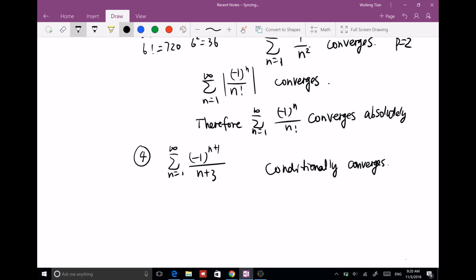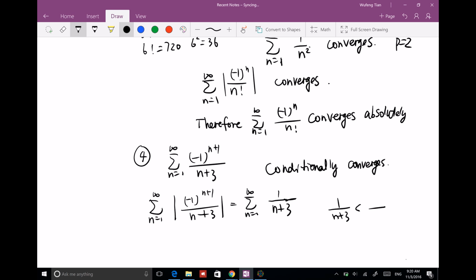Because 1 over n, p equals 1. Okay, so first we check the absolute value, see what happened. Absolute value of that equals the sum n from 1 to infinity of 1 over n plus 3. This one actually is even smaller than 1 over n, wait, is it smaller? Yeah, it's smaller than 1 over n.